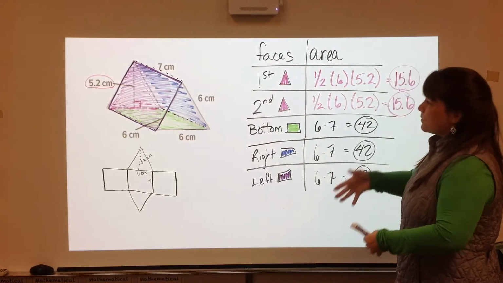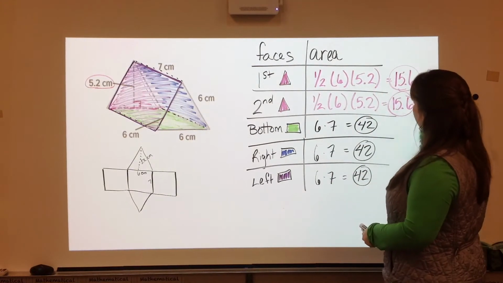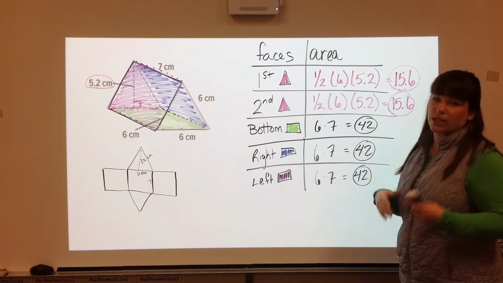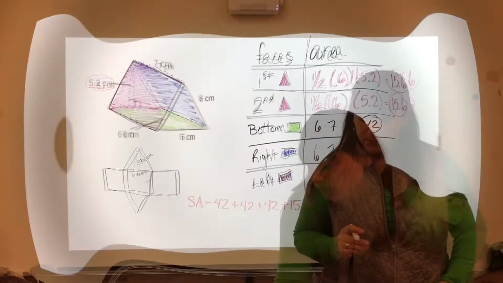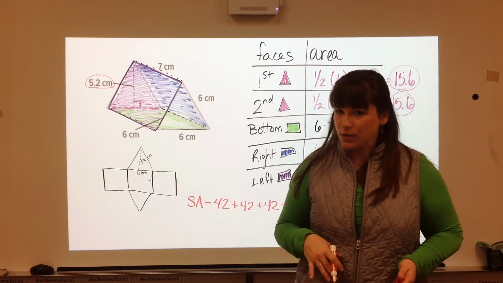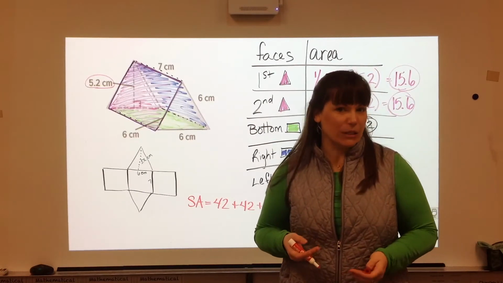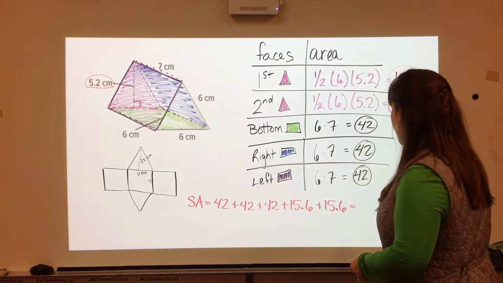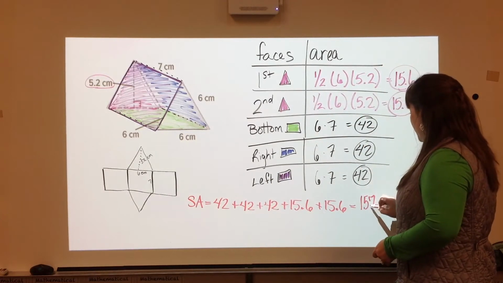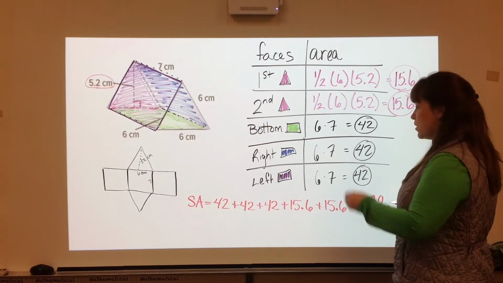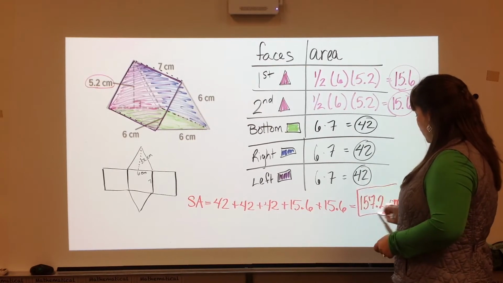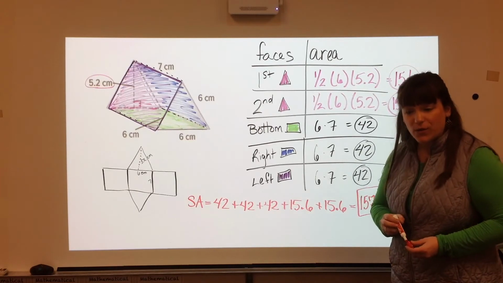At the end of this coloring, all we have to do is add up 42, 42, 42, 15.6, and 15.6. Be careful when you're putting these numbers into the calculator. You don't want to miscalculate by punching in a wrong number, so do it a couple times to make sure you're correct. I get 157.2 because it is in centimeters, and because it's area, we're going to have centimeters squared for our unit.